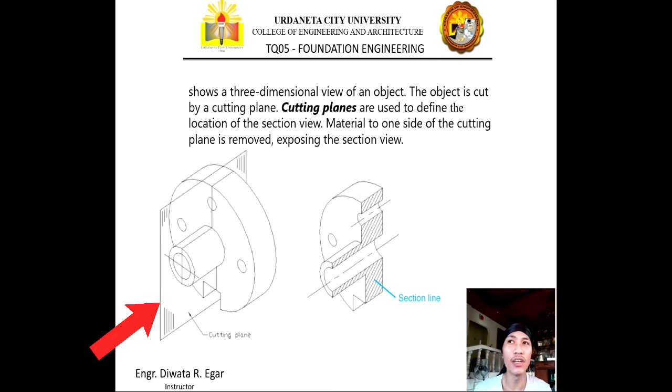Pag tinanggal yung kalahati nung nahati ng cutting plane, we could see the section line, which is yung nasa right side. So, material to one side of the cutting plane is removed, exposing the section view. So, doon na natin makikita yung section view.